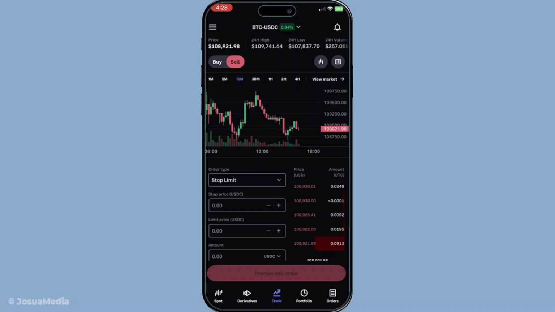That's it for setting a stop limit order on Coinbase. Remember, this is a powerful tool in the trader's toolkit, so use it wisely.